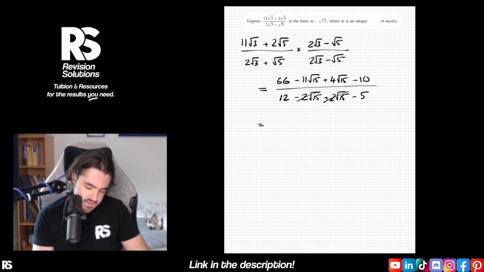So in the numerator, 66 minus 10 is 56. Then we've got minus 11 lots of root 15 plus 4 lots of root 15. That would be minus 7 lots of root 15. And then 12 minus 5 is 7. And actually, we can divide the whole numerator by 7. 56 is just 8 times 7. So we'd have 8 minus root 15. And that would mean that m, our integer to find, was 8.